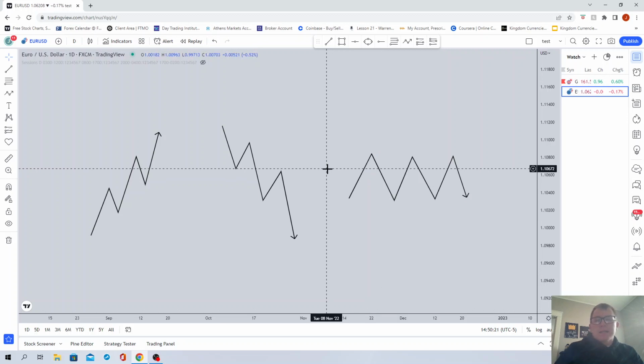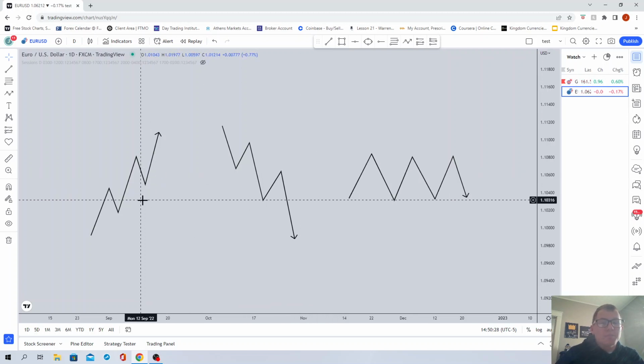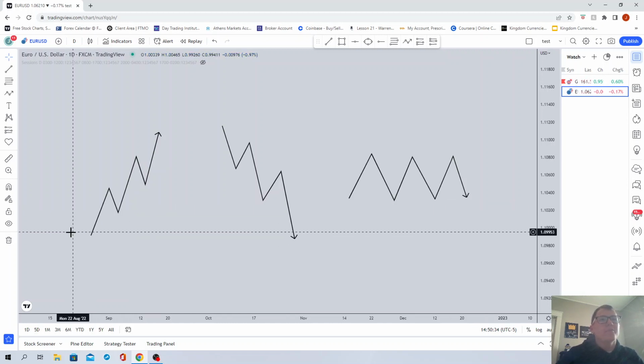Now, identifying market structure helps you form a bias on what direction the market is trending. You should always place your trades in alignment with the trend. All throughout your trading journey and your trading career, you're going to hear people, your Forex mentors, your gurus, always saying, trade with the trend. The trend is your friend.